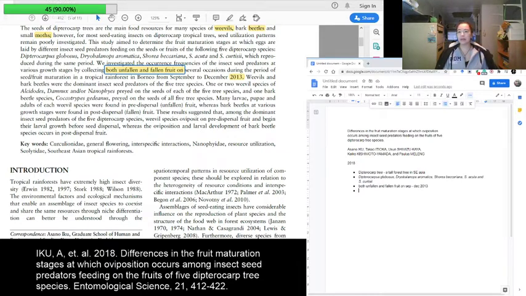So weevils and bark beetles were the most dominant insect seed predators in the 5 trees. There were a couple of weevil species that preyed upon the seeds of each of these 5 species, and 1 bark beetle species preyed upon the seeds of all of the species. Okay, there were many larvae, pupae, and adults of each weevil species that were found in predispersal unfallen fruit. Now that's an important line.